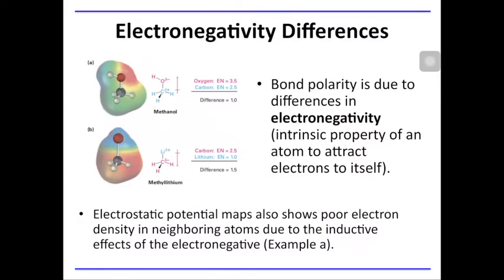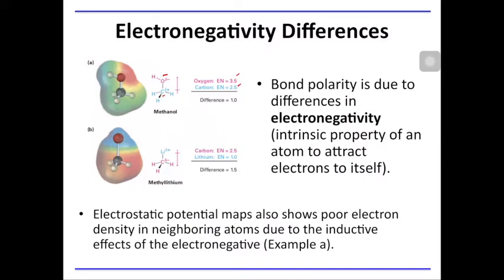In the general chemistry class, electronegativity difference is a topic that is commonly discussed as a determinant for covalent character. Let's say, for example, in methanol, our carbon is bonded to oxygen. The electronegativity of oxygen is 3.5, whereas carbon has 2.5. The difference in electronegativity is 1.0.